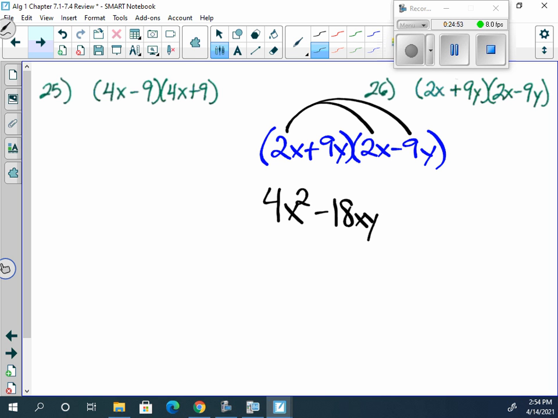Any questions on this so far? Any questions on anything we've done so far? Okay. Now we're going to do the same thing with 9y. Well, 9 times 2 is going to be plus 18. Y times x is going to be the same as x times y. I'm just going to put them in alphabetical order, which would be xy. And lastly, 9 times negative 9 is going to be negative 81. Y times y is y squared.